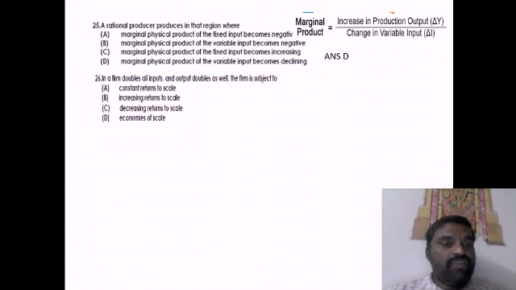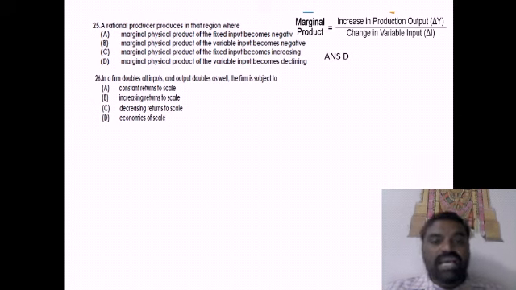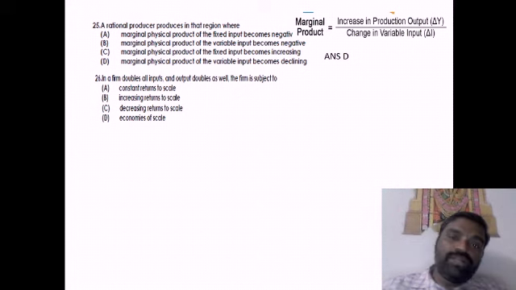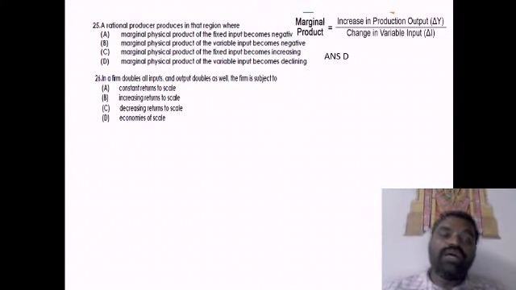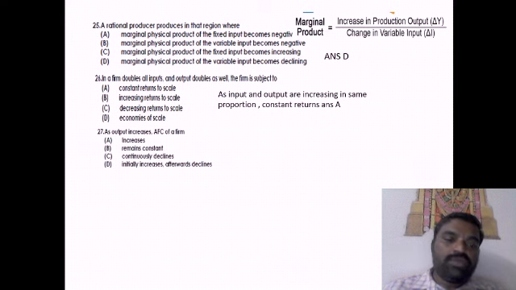26. If a firm doubles all inputs and output doubles as well. Normally when inputs double, it is not certain that output will also double, but here both are increasing in the same ratio. So it is constant returns to scale. As input and output are increasing in the same proportion, it is constant returns. So the answer is A.